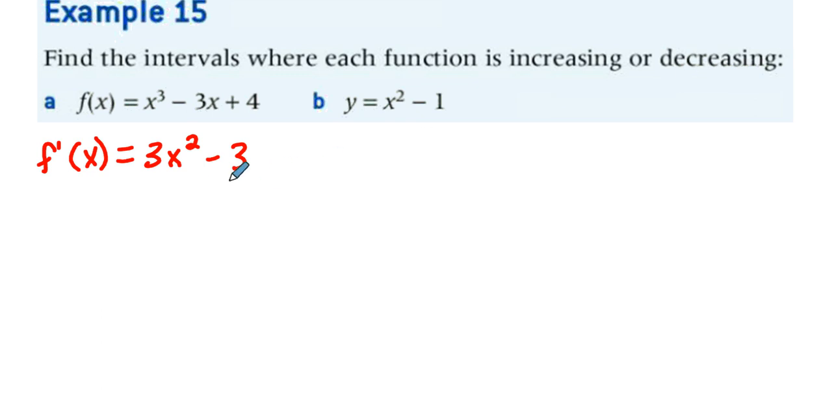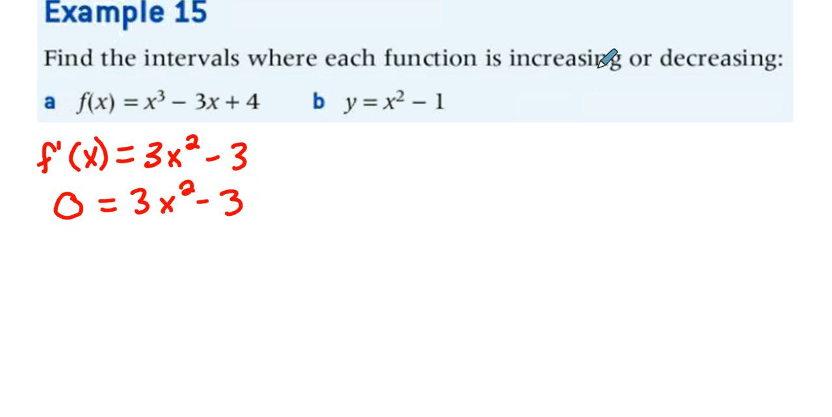Okay, so now I need to figure out where my function is increasing or decreasing. What happens when it switches from increasing to decreasing? So therefore, what's happening between increasing and decreasing? What do we know about the derivative? It's 0. It is a horizontal line when it goes from increasing to decreasing. So I need to figure out where that happens.